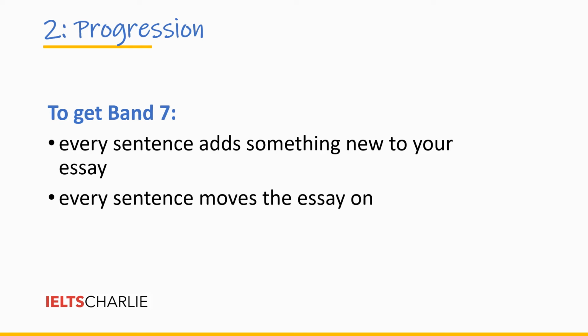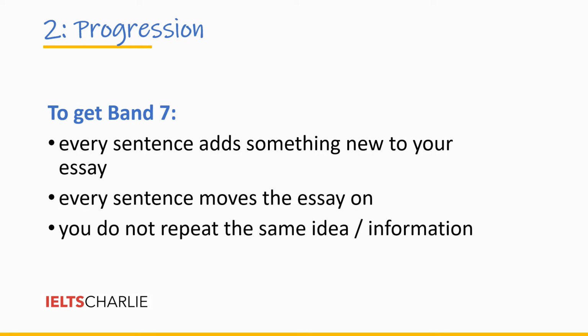And a common reason for getting stuck at Band 6 with progression is because you repeat things. You repeat the same idea. You repeat the same information. A Band 7 essay doesn't do that. So to get a Band 7, do not repeat the same idea or information in separate sentences. If you use phrases like "in other words" or "to put it another way," you're probably going to get a Band 6 for coherence and cohesion, because the phrase "in other words" suggests you're going to say something using different words, so you're repeating yourself.